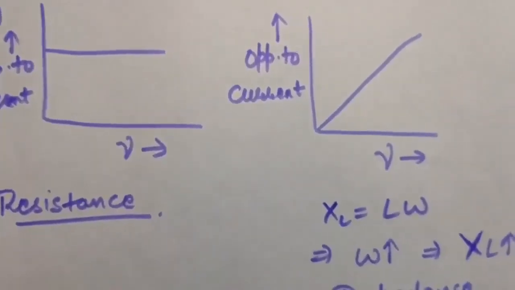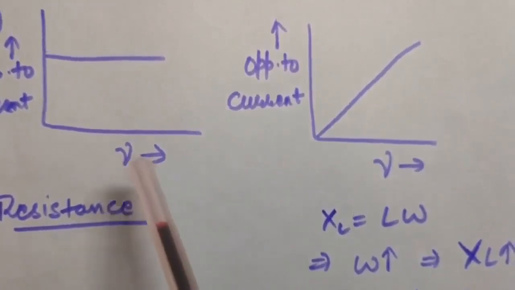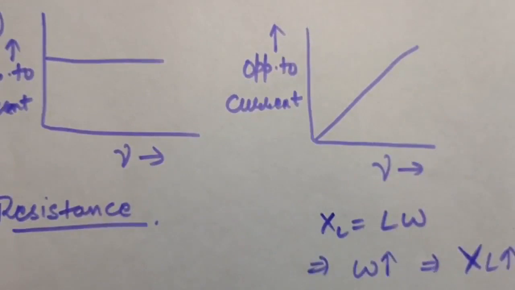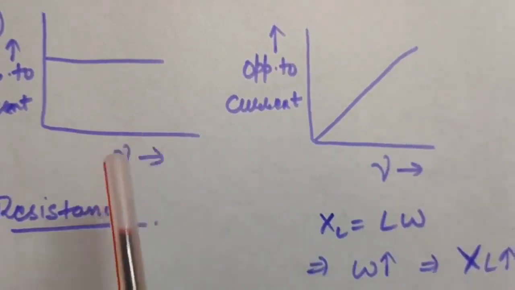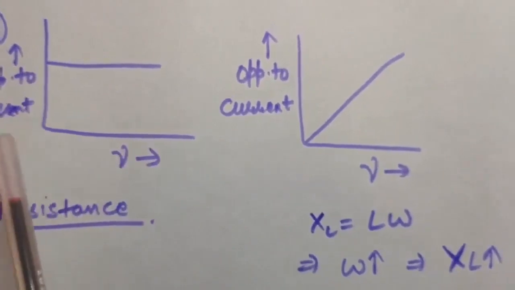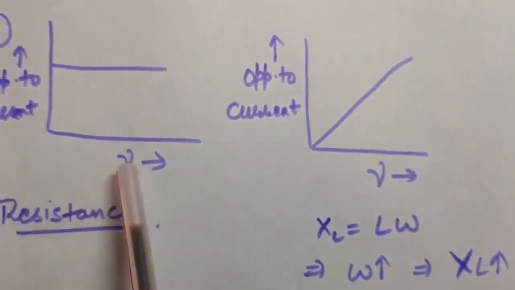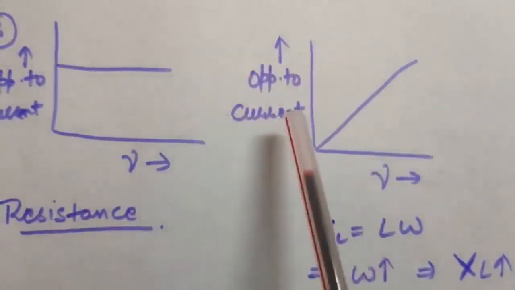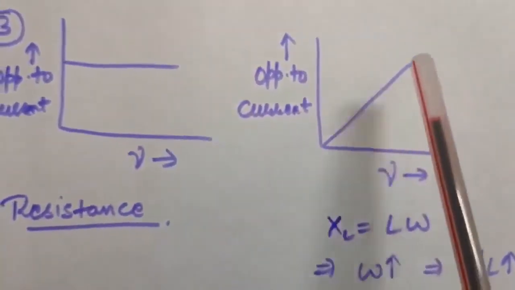Okay, now let us talk about the third question. In the third question, two graphs are given to you and you have to identify the circuit element used. So in the first graph you can see the opposition to current, that is the resistance, is independent of frequency, and in the other case the impedance is directly proportional to frequency.